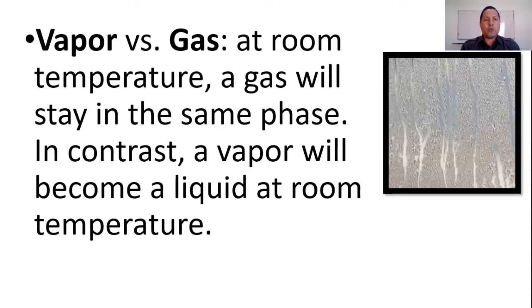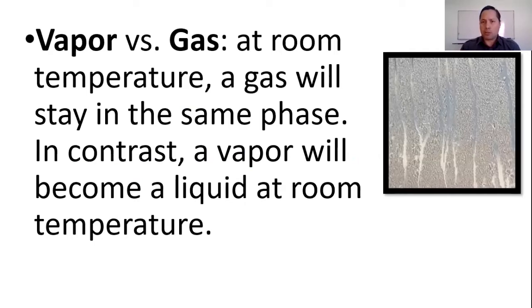Now, quick distinction between what is a vapor versus what is a gas. At room temperature, roughly around 25 degrees Celsius or approximately 72 degrees Fahrenheit, a gas will stay in the same phase. For example, oxygen at that temperature will stay as a gas. But in contrast, if you have a vapor and you cool it down to room temperature, that vapor is going to condense and turn into a liquid.